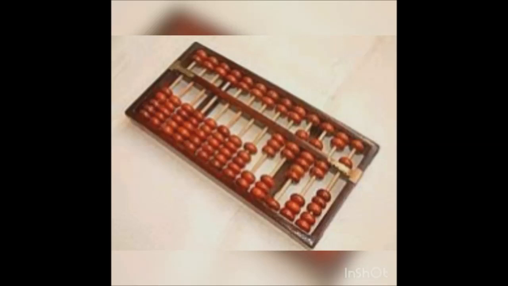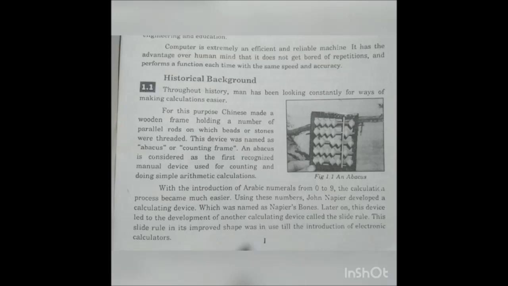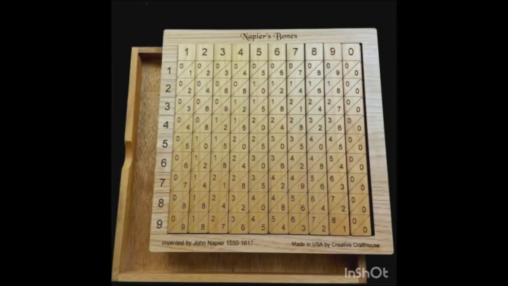This device was the first calculating device invented in the history of computer, and abacus was used for simple arithmetic calculations. After the abacus, when the Arabic numerals 0 to 9 were introduced, the process of calculation became much easier. A scientist called John Napier invented a calculating device, called Napier's bones. John Napier used the Arabic numerals 0 to 9 for the invention of Napier's bones.